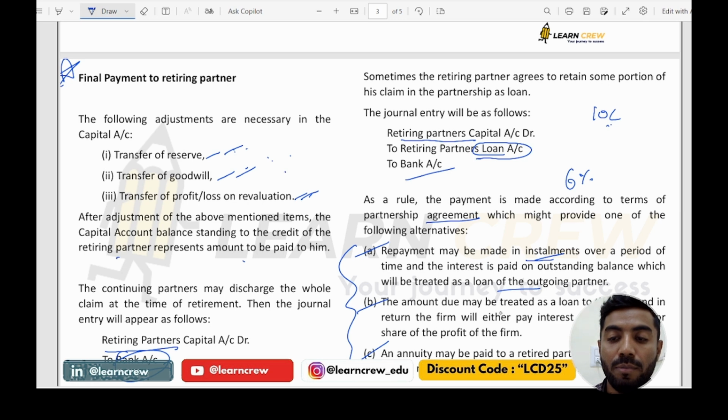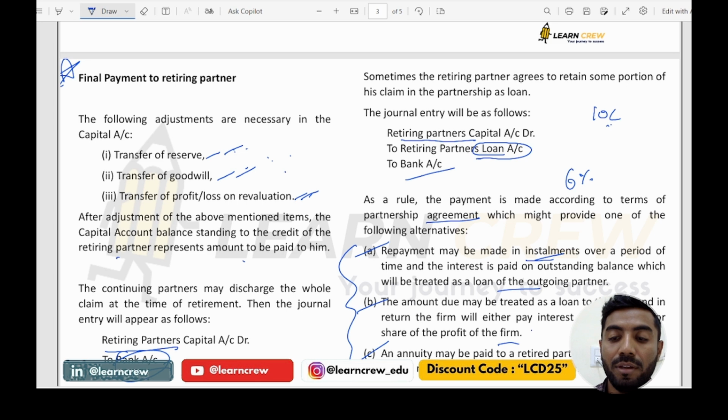The amount due may be treated as a loan to the firm, and in return, the firm will either pay interest at a fixed rate or a share of profit of the firm. So here, either the whole amount is treated as a loan and interest at the rate of 6% is paid, or a share of profit is paid to the partner till the time of repayment. Okay.